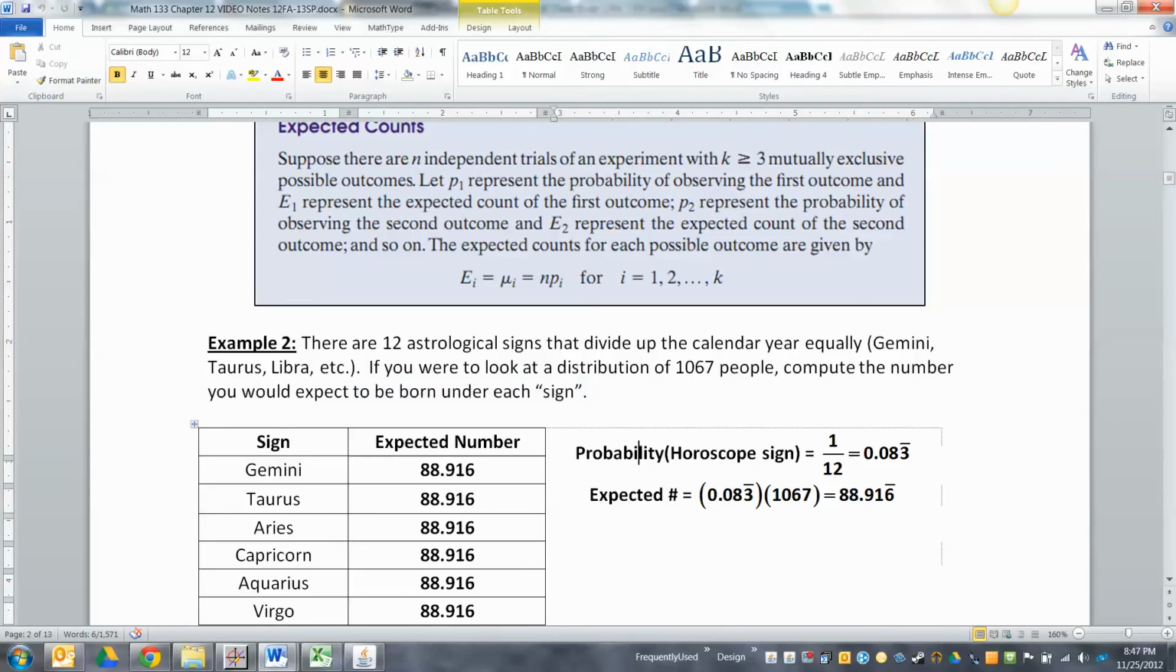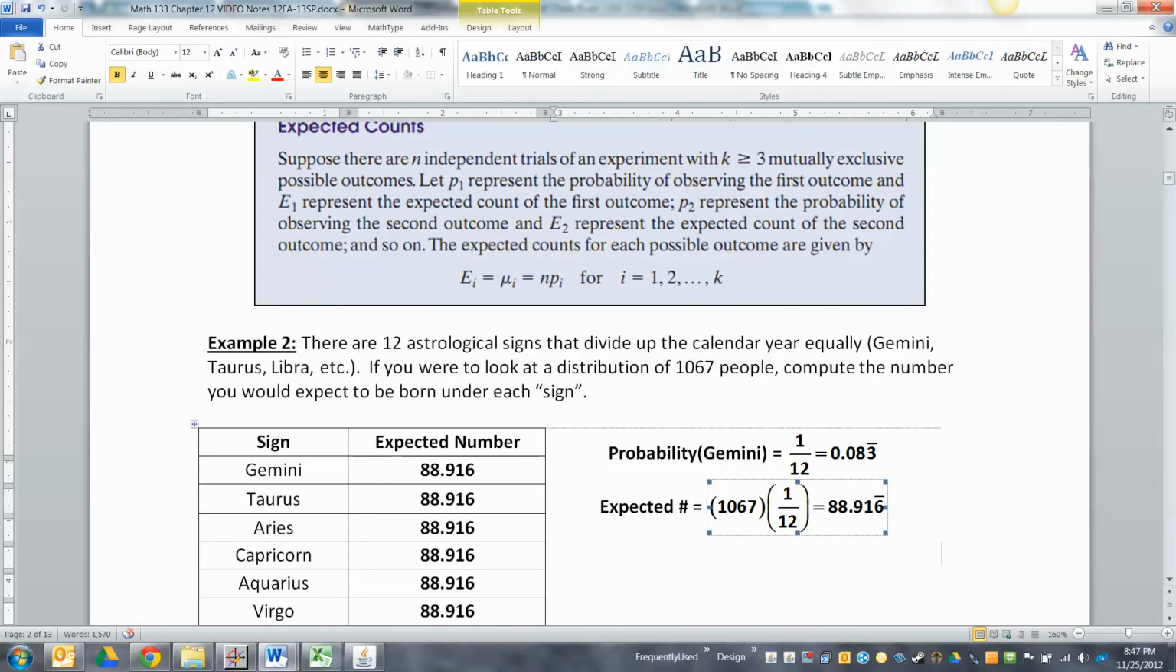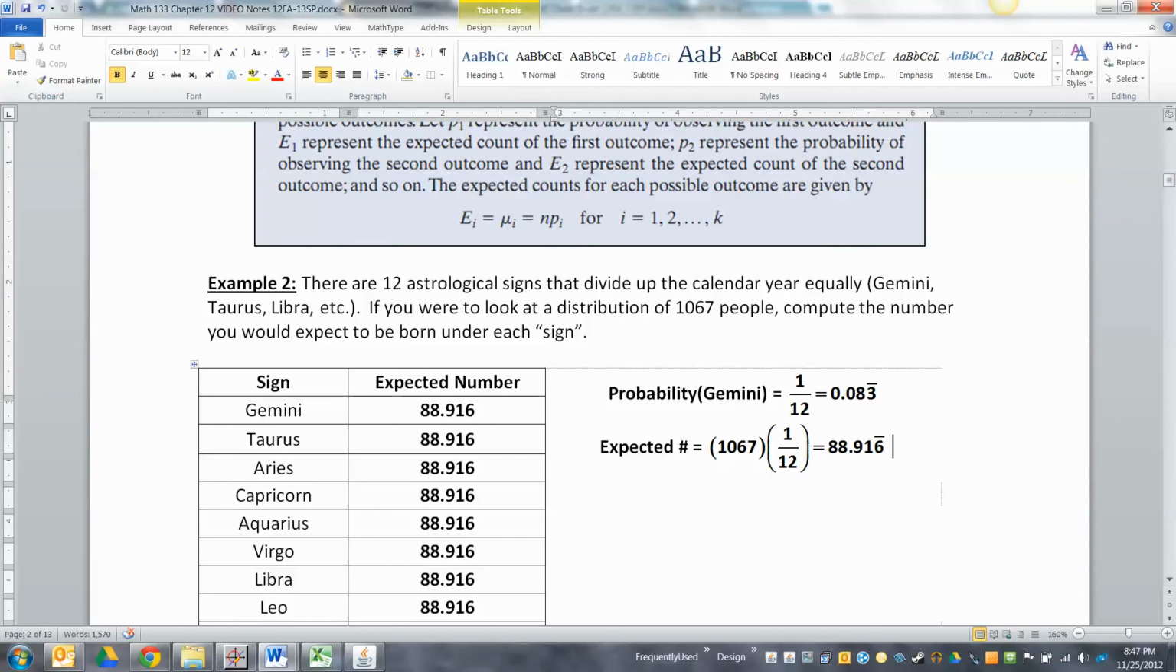So for example, the probability of Gemini, for the hell of it, because that's my sign, is 1 out of 12, right? 0.08333333. So then what's your expected number? It's n, which is right here, 1067, times p, which was 0.083. Or if you like, you can say it's n times 1 over 12, right? Because it divides the year up evenly into 12 pieces. So there you go. Your expected number is 88.916, repeating.